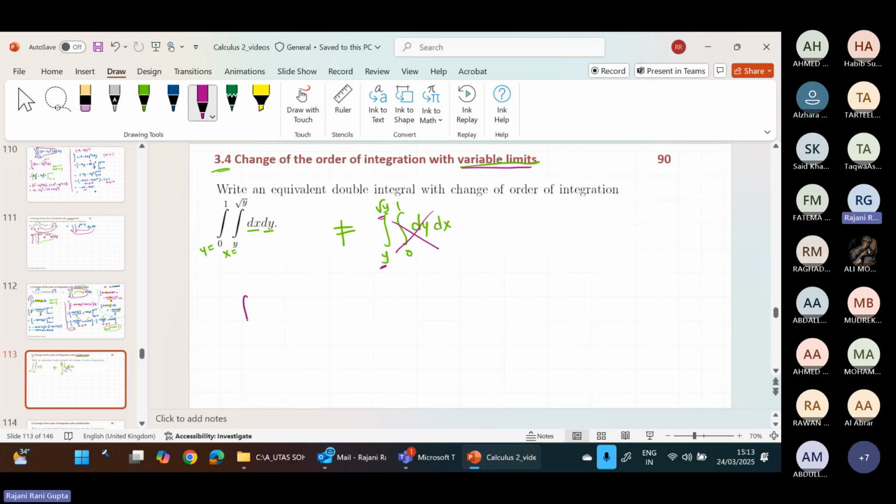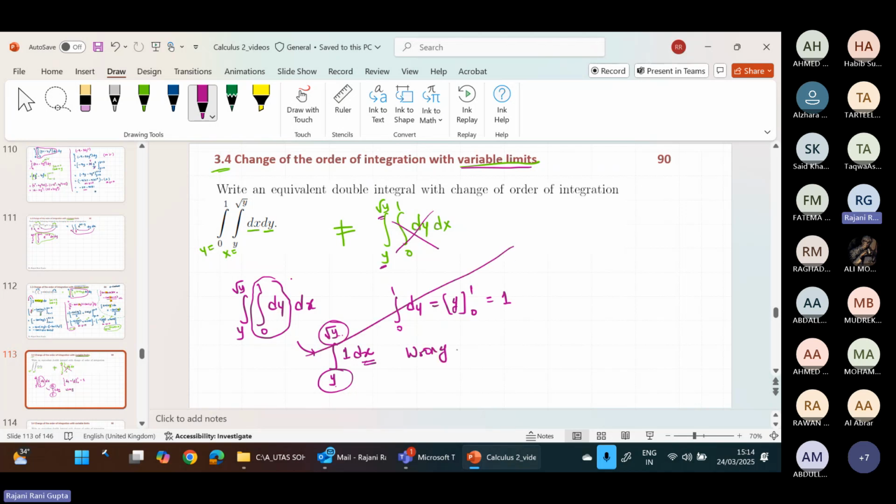For instance, understand this. If you have y to root y, 0 to 1, dy dx. When you evaluate this, you will be solving integral 0 to 1 dy, which gives you y, limits from 0 to 1, that is 1. So this gives you integral y to root y of 1 dx. Now what you see here, you are integrating with respect to x and your limits are in terms of y. This variable y is appearing again, which is wrong. So this thing is not possible.